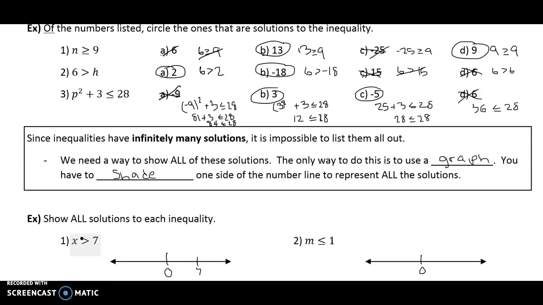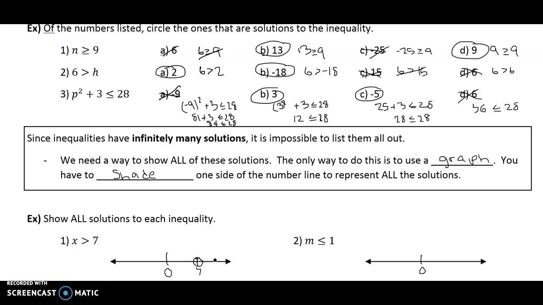Now you decide, okay, what do we do with open or closed? Well, this is not equal to. So I put an open circle on 7, and then I shade. So shading goes like this. X is greater than 7.